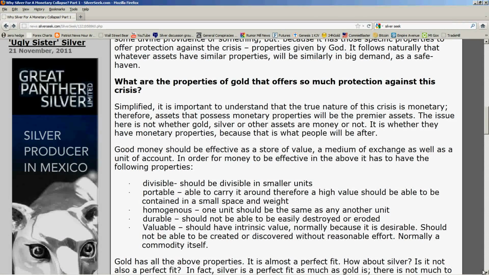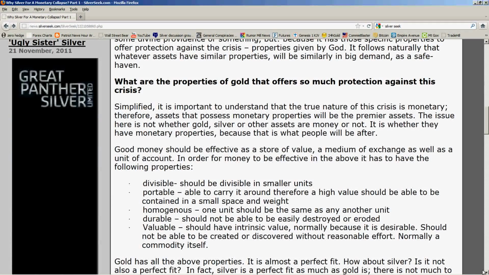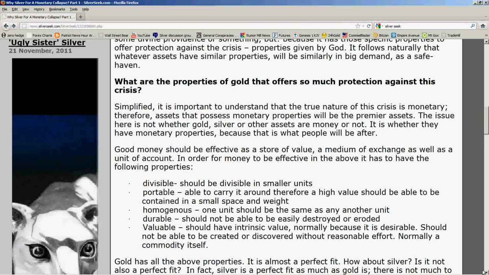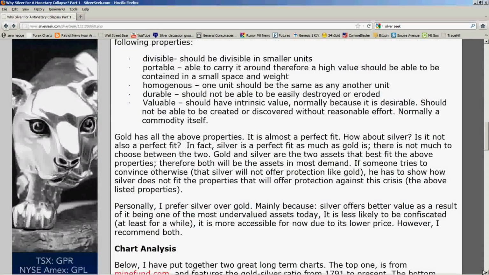Divisible, should be divisible into smaller units. Portable, able to carry it around, therefore a high value should be able to be contained in a small space and weight. Homogeneous, one unit should be the same as any other unit. Durable, should not be able to be easily destroyed or eroded. Valuable, should have intrinsic value, normally because it is desirable. Should not be able to be created or discovered without reasonable effort, normally a commodity itself. Gold has all the above properties. It is almost a perfect fit.